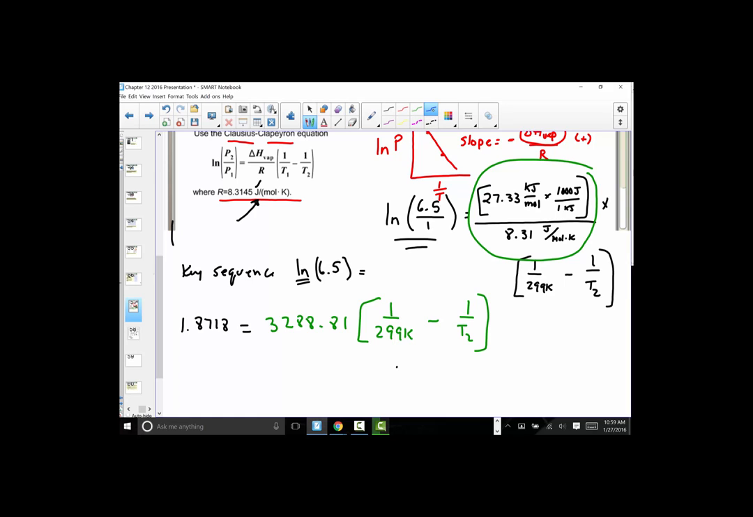So in the next step, to simplify this, I'm going to divide both sides by 3288.81. Whoops, wrong decimal place. So that's 3288.81. So let's do that. I have 1.8718 divided by that previous answer of 3288.81. And now I'm getting a value of a real small number, 5.6914. Look at the very end of your screen, times 10 to the negative fourth. And that's equal to 1 over 299 Kelvin minus 1 over T2.